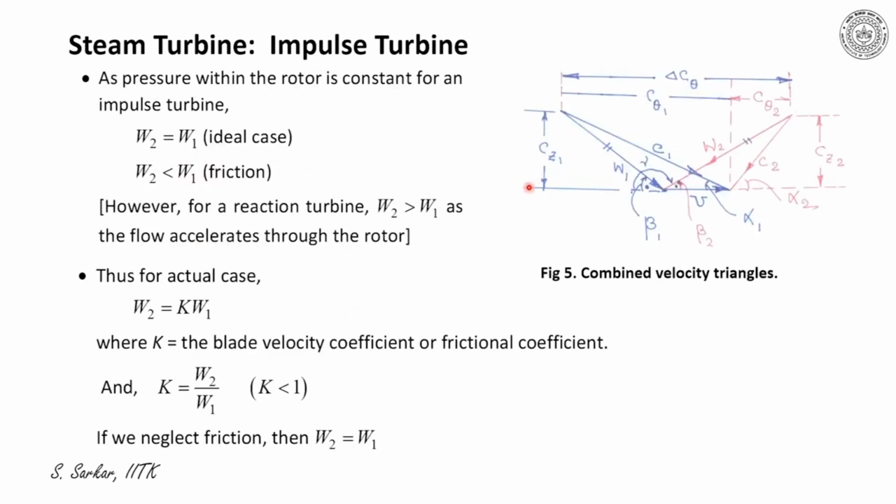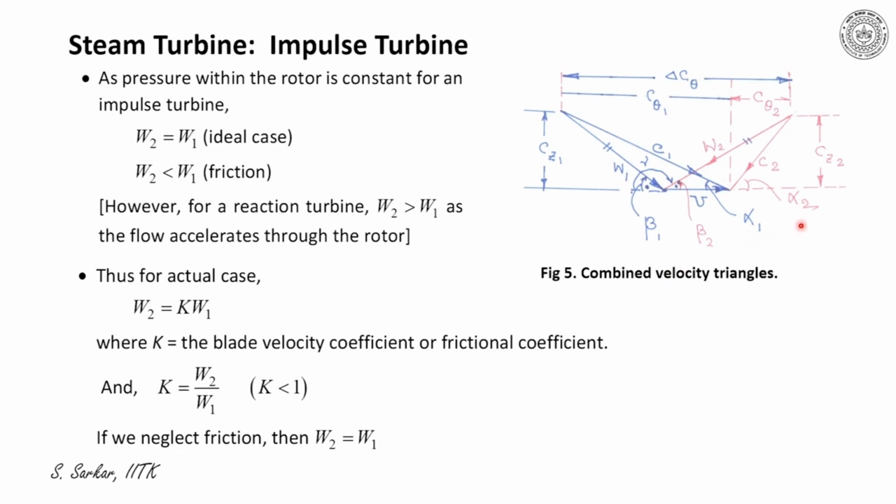I have presented here the combination of inlet and exit velocity triangle. Inlet velocity triangle is presented here by the blue ink, while the exit velocity triangle by red ink. Now please note that W1 plus U is equal to C1 and W2 plus U is equal to C2. Corresponding angles such as beta 1 and beta 2 is presented here, and so alpha 1 and alpha 2.